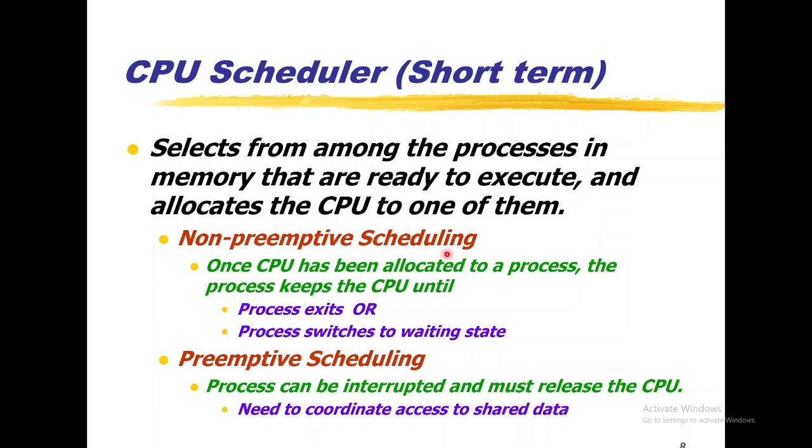We have non-preemptive scheduling. Non-preemptive scheduling is where you don't stop the process once it starts. Once the CPU is given, the process keeps the CPU until it exits or switches to a waiting state. Those are the only things that happen in non-preemptive scheduling. But in preemptive scheduling, processes can be interrupted and must release the CPU, so you need to coordinate access to shared data. So that's the difference between preemptive and non-preemptive scheduling.